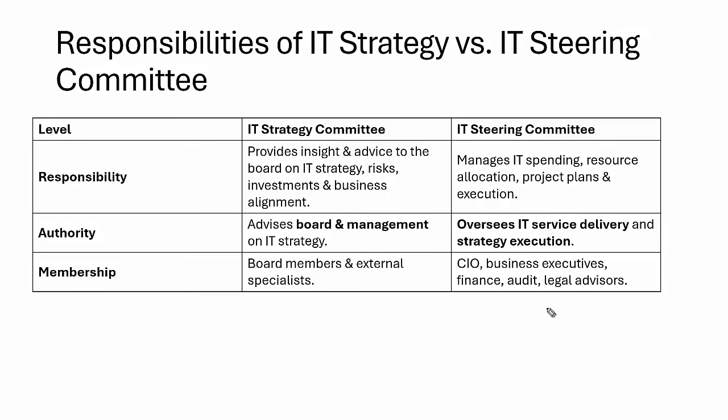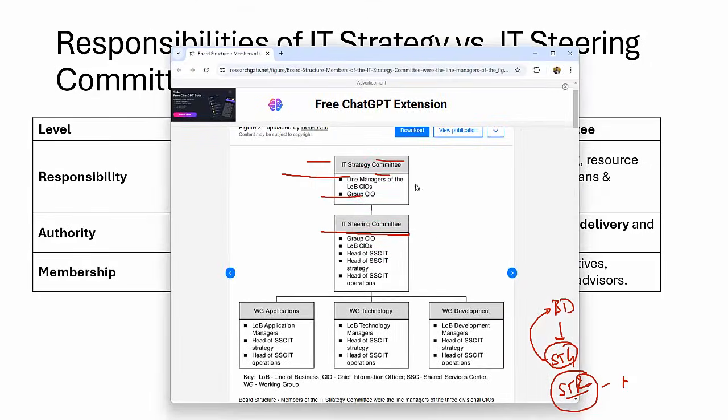This is how it works: we have a board, then we have a strategy committee, and then we have a steering committee. The strategy committee provides insights and advice to the board on IT strategy, risk, investments, and so on. They are the ones who advise the board and management. The steering committee is the one who executes. That is the thin line of difference. I have one website which gives you good visibility. You can see we have a strategy committee, then a steering committee, and then they execute the projects. Can you see that? The same thing happens here.